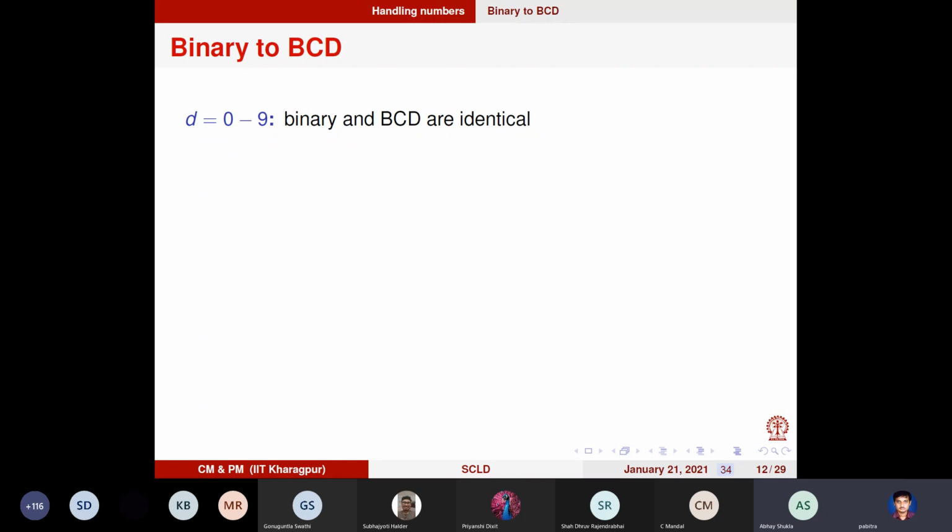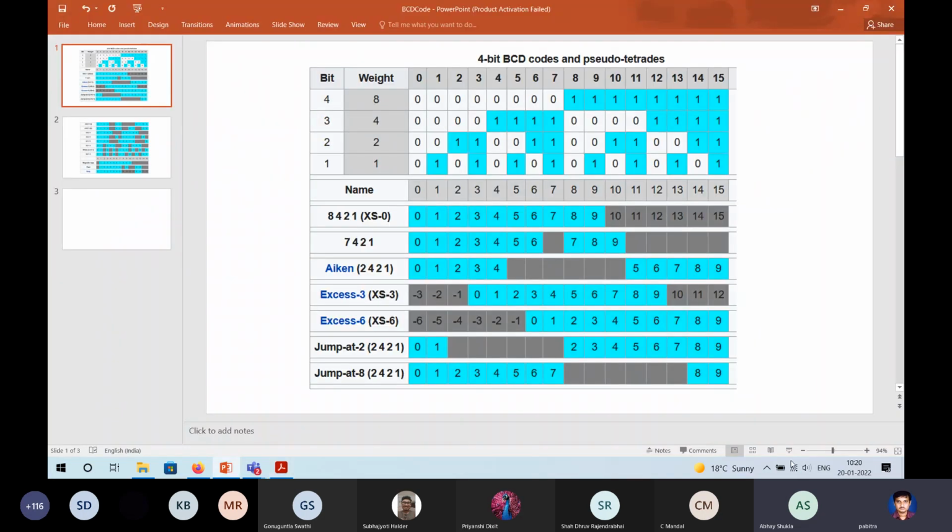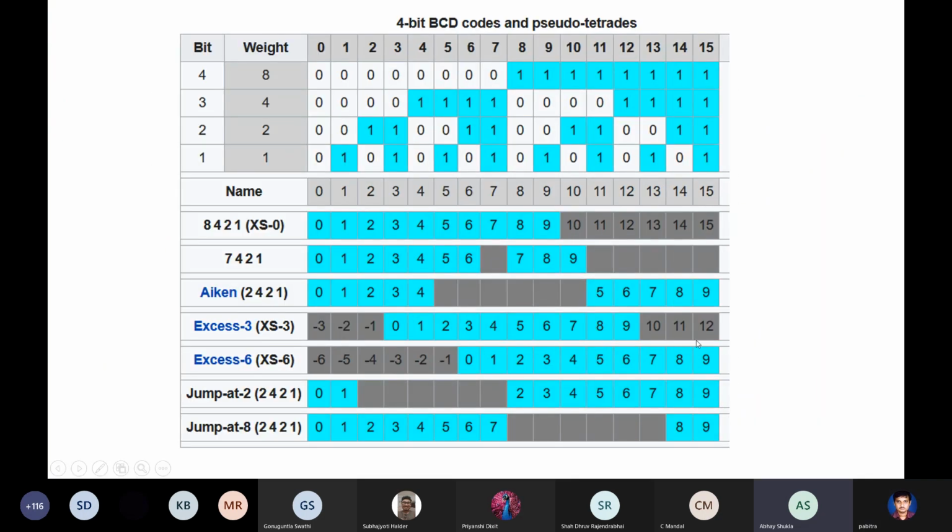0 to 9 are identical. For remaining bits, they are unused. You may not use them. In fact, let me show a quick picture that will maybe make things a little better.